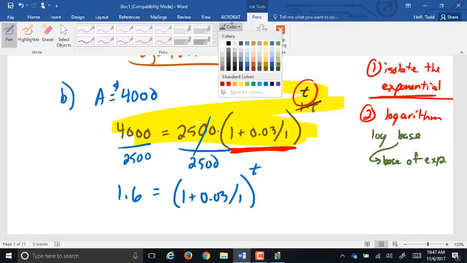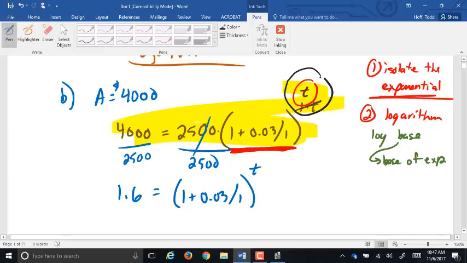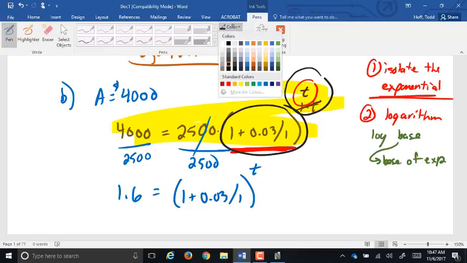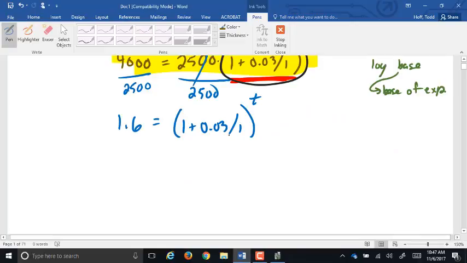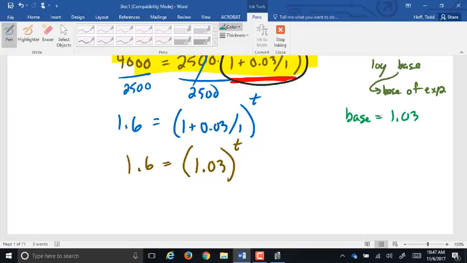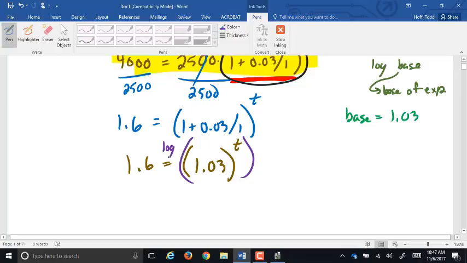So remember, the exponent has those two parts. It has the power, this is the power, and it has the base. This part is the base. So I'm going to combine those numbers in there for right now. 1 plus 0.03 divided by 1 is just 1.03. So the base of this exponent is what? 1.03. So to solve this, we have to do a log base 1.03.